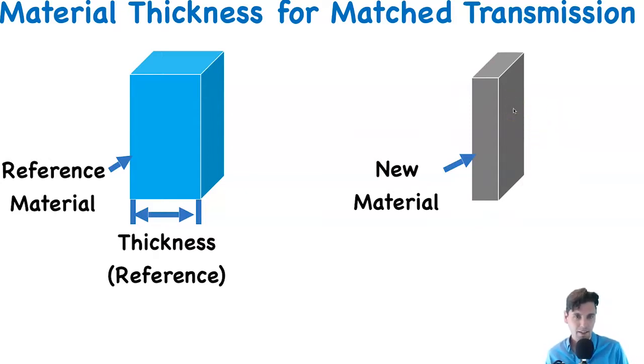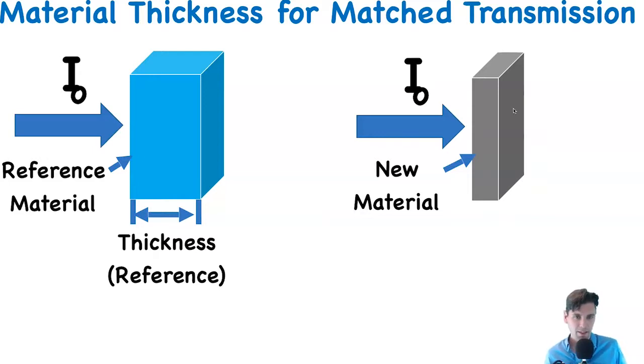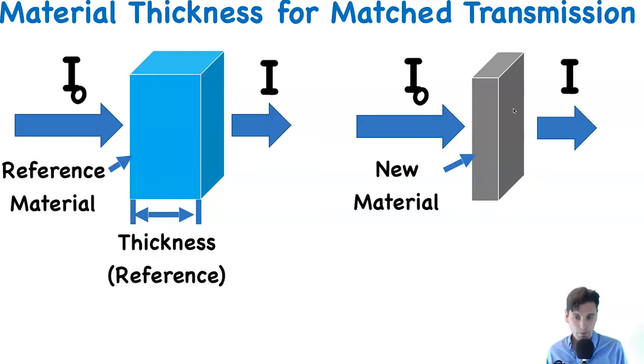The idea is that we'll have the same incident flux coming in. So if you have the same I naught, or the incident flux of X-rays coming in, and we're assuming they're coming in parallel, then we define for this case what the thickness would be as we come through to give the same output.